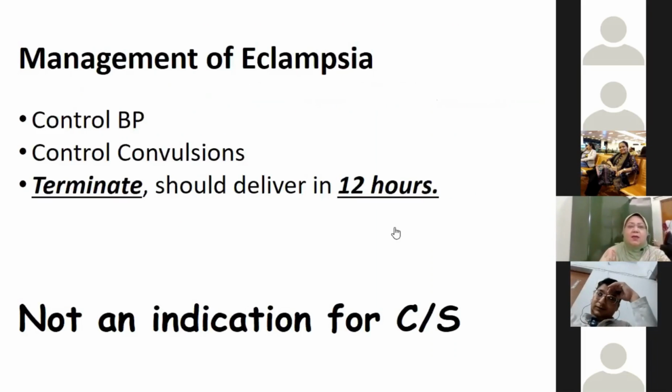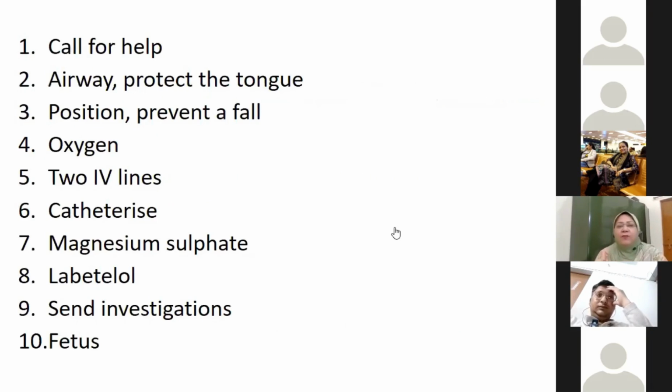Next. Yes. So control of blood pressure, I told you, control of convulsions, terminate, and we should deliver within 12 hours. This is very clear. And please remember, it is not an indication for cesarean section. Next. Next, please. Call for help, or rather I will say shout for help. It is such an emergency. Airway, protect the tongue. Position, prevent a fall. Oxygen, 2 IV lines. Catheterize, give her magnesium sulfate. Labetalol, send investigations, and do not forget the fetus.